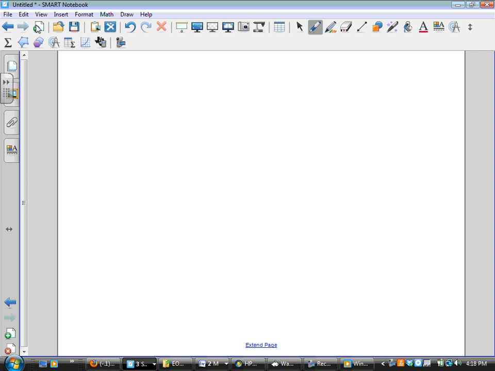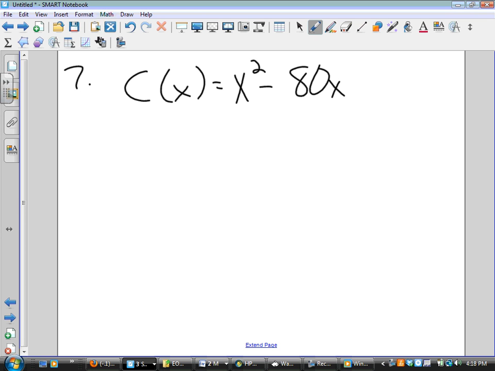Okay, number 7. Number 7 is a dreaded word problem. It says the marginal cost, given by the variable c in dollars, to produce x portable 12-inch TVs is given by this function. So they're actually kind of doing all the hard work for us. They're giving us this function. They're telling us that the cost to produce x TVs is given by this function.